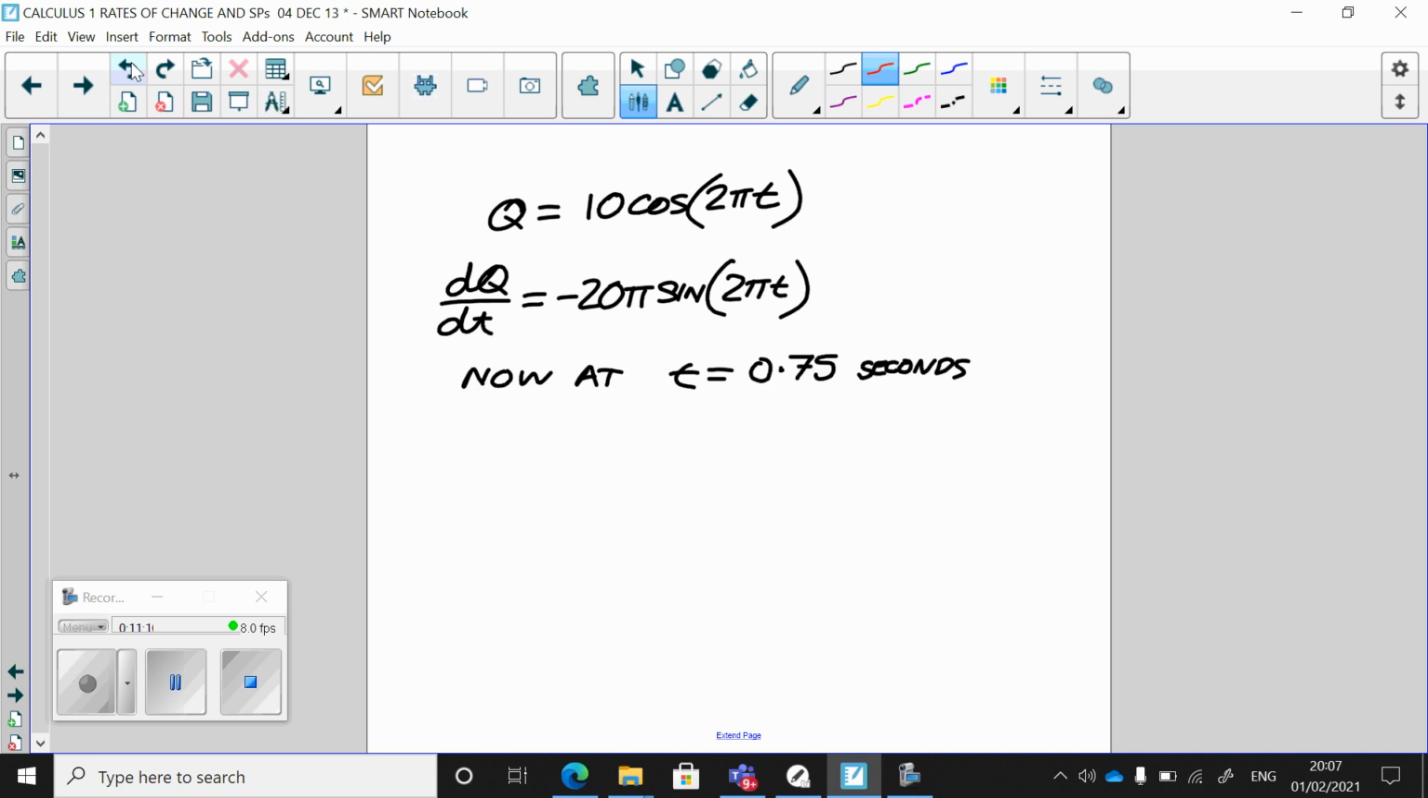We've got time there, 0.75 seconds. So in place of t in the bracket, 2 pi will go in front of that. That's fine. I've just put another wee bracket in there for safety. Right, that's what brackets are there for. Put it in.